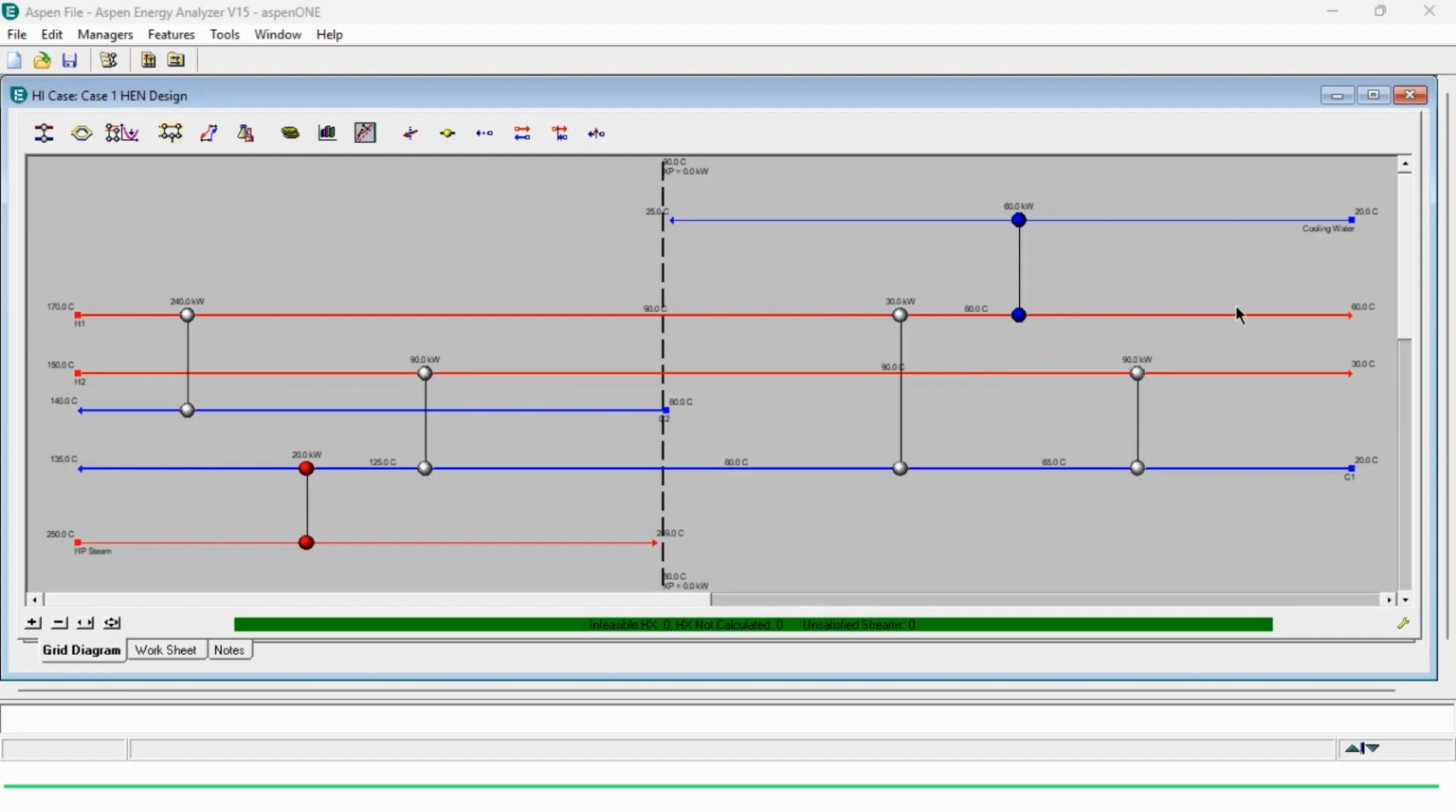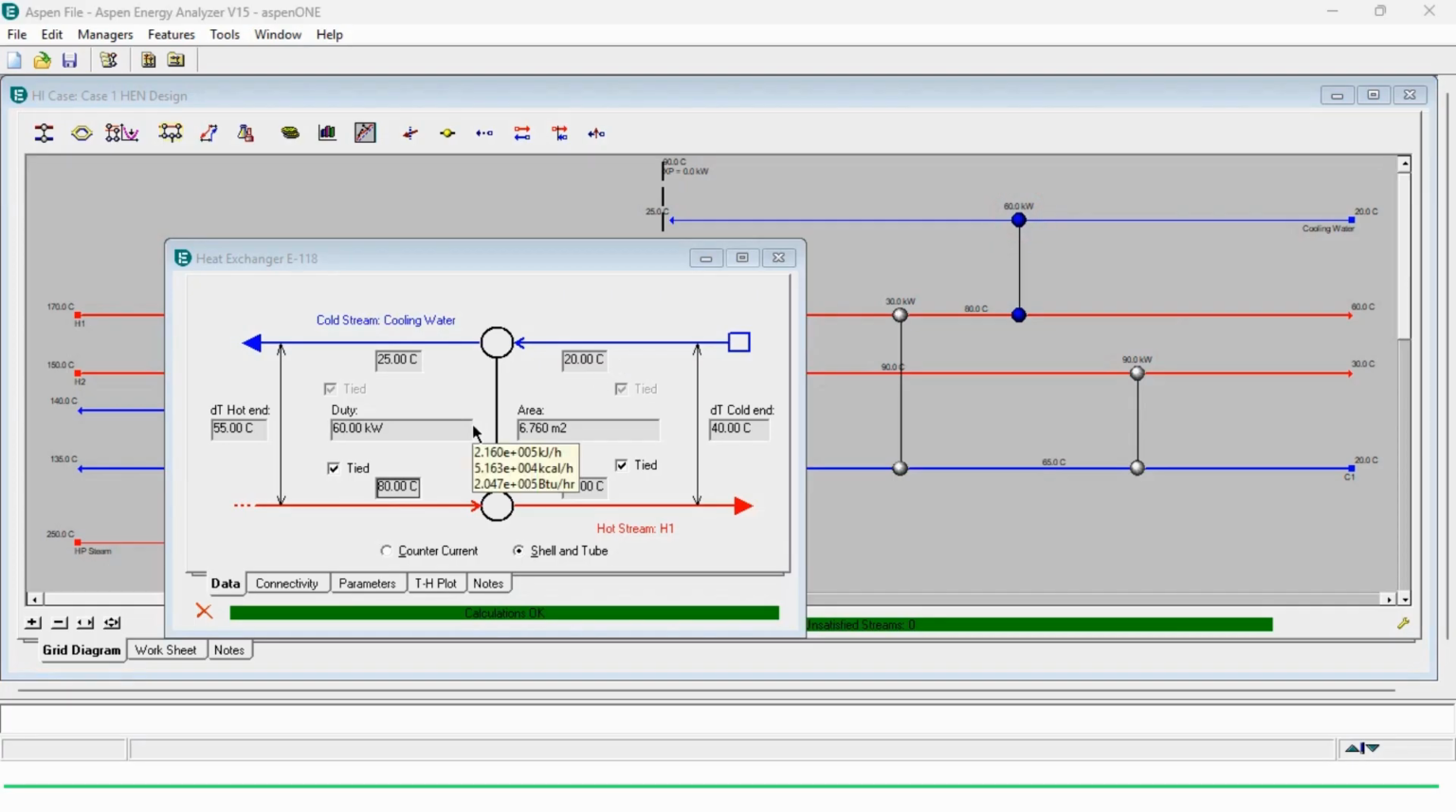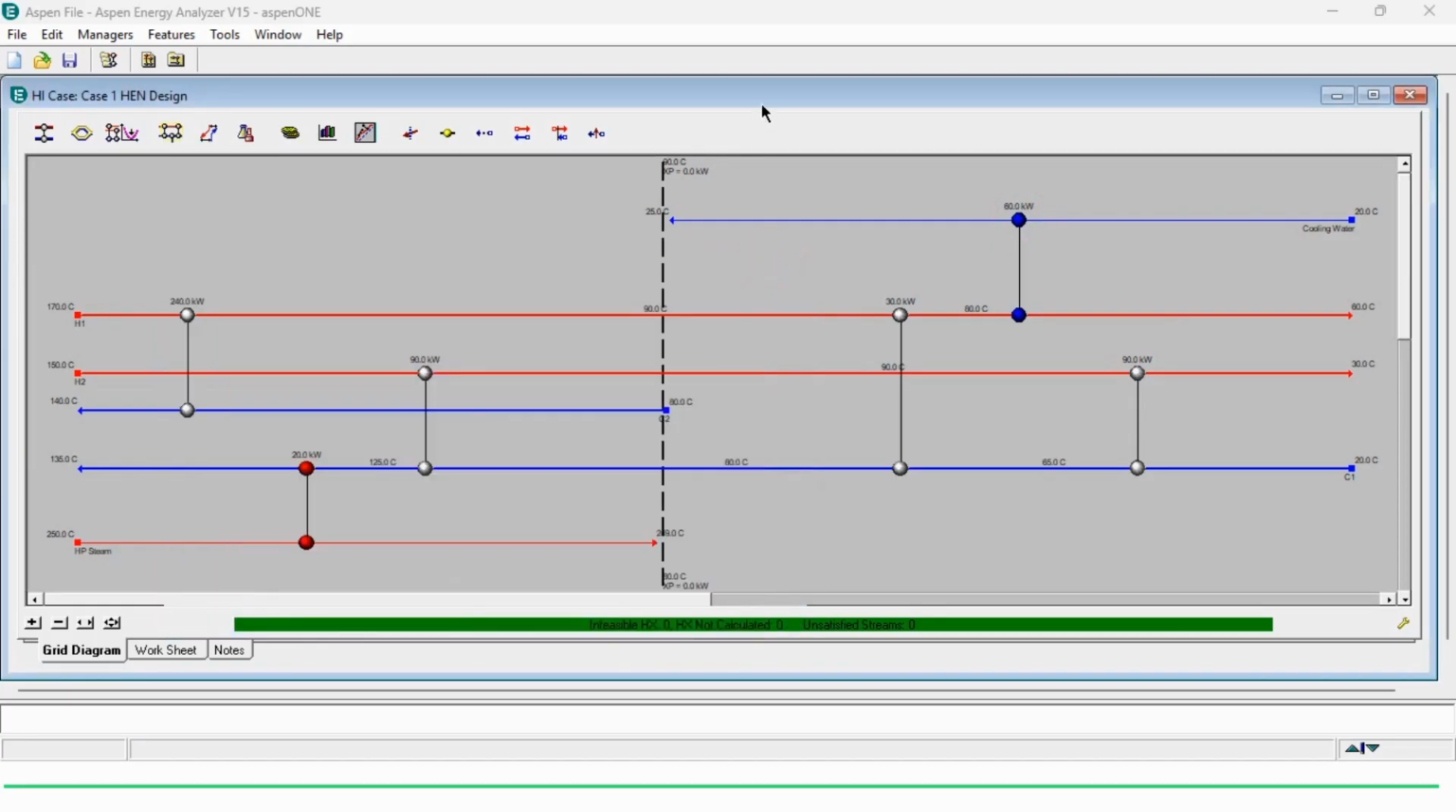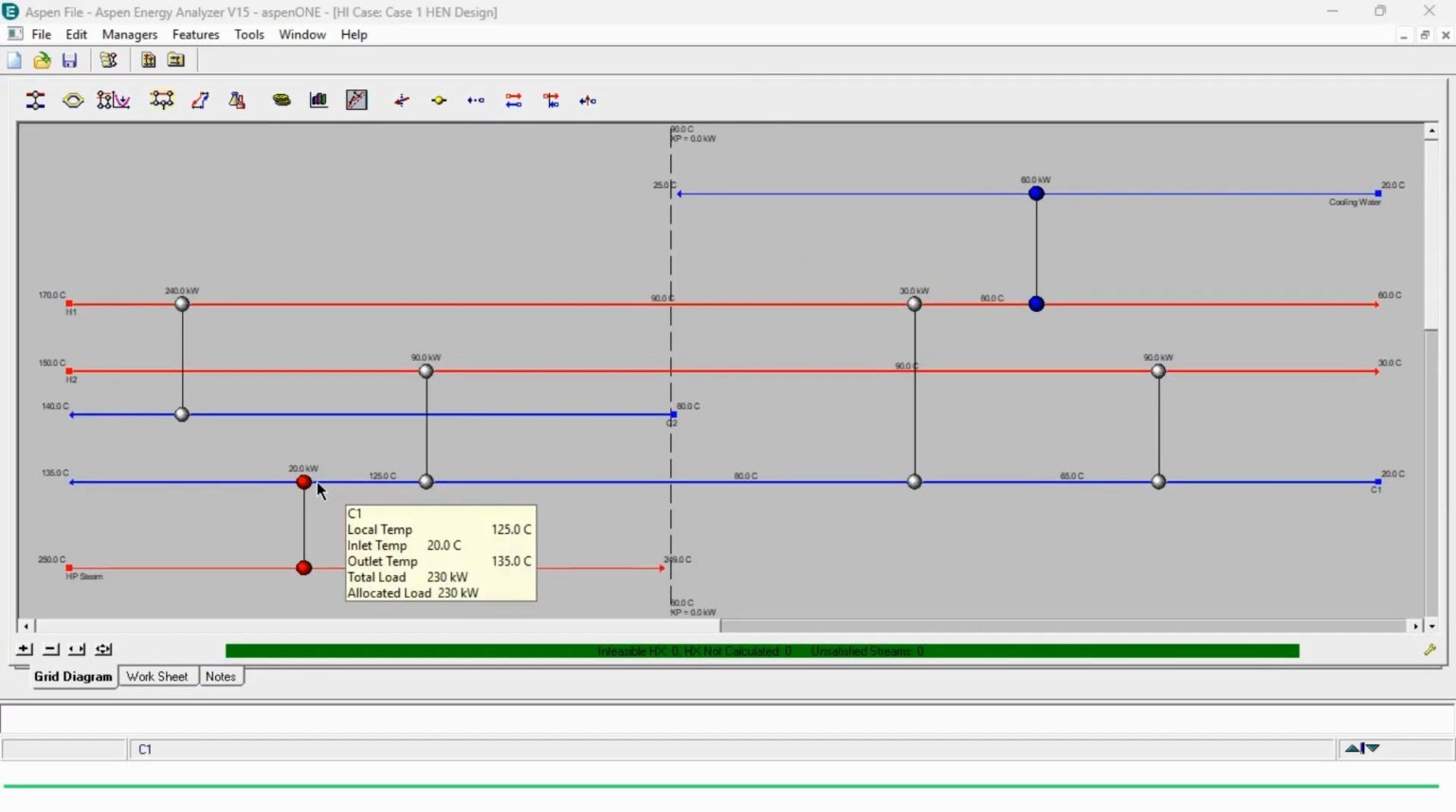And to take it from 80 to 60 degrees centigrade, obviously we now require the utility, that is the cooling water, and a 60 kilowatt duty exchanger is applied. So you can see that 20 kilowatt heating and 60 kilowatt cooling load is required for the delta T minimum of 10 degrees centigrade, and we have minimized the utility consumption and maximized the process to process recovery.